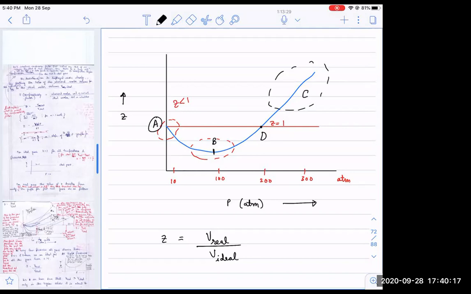You have to explain to me why V real is always less than V ideal at low pressures. I told you before, when we started this compressibility factor, that real gas volume is generally always less. Why did I say generally? Because there is a section C wherein Z is greater than 1, but that is an exceptional case at very, very high temperatures.